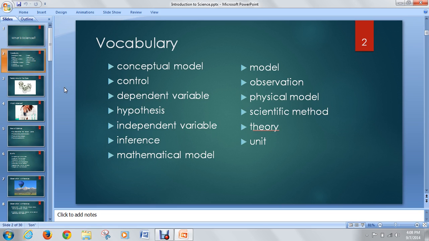So, if you were reviewing this video or were absent for class, this is some of the vocabulary you should be familiar with. You can either look this up online or in the textbook.